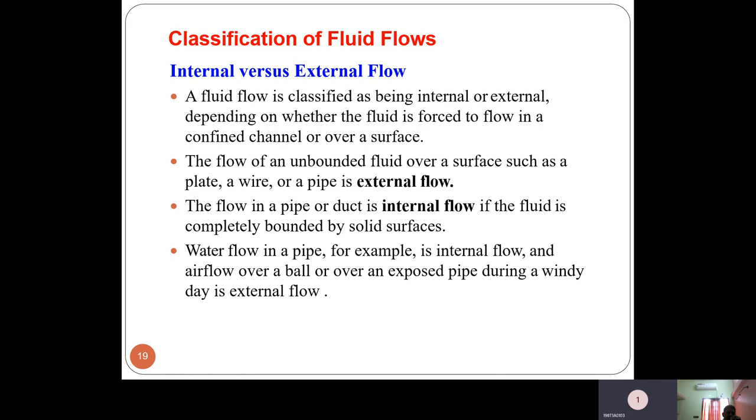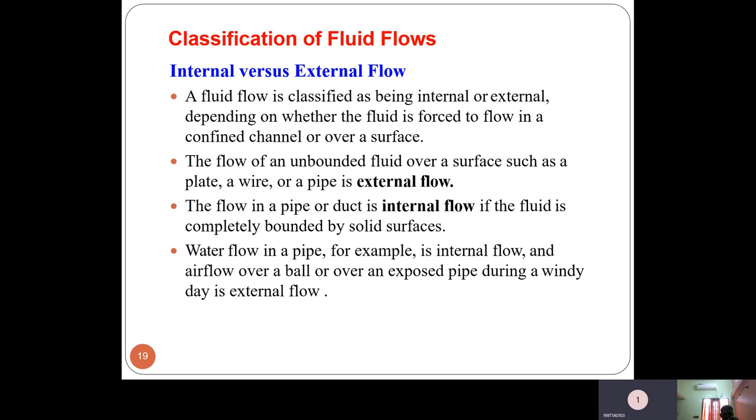And coming from the other side, classification of fluid flow. A fluid flow is classified as being internal or external, depending on whether the fluid is forced to flow in a confined channel or over a surface. A flow of an unbounded fluid over a surface, such as a plate or a wire or a pipe, is the external flow. Unbounded flow. Flow is flowing over certain objects. That is called external flow.